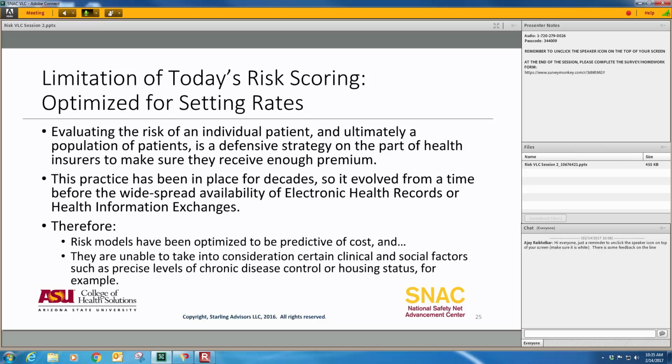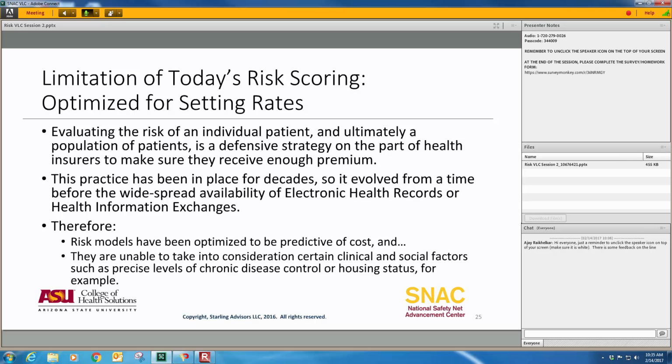First and foremost, evaluating the risk of an individual patient and then ultimately a population of patients is typically a defensive strategy on the part of the health insurer. So it's not necessarily done in the best interest of the providers in the network. It's not necessarily even done for the benefit of the patients. It's truly about making sure that the insurance company receives enough money. It's important to understand that because when you get into conversations about how to better manage risk with your plans, oftentimes there'll be this question of should we use risk information that they share with us? And it's important to remember that the process I just hypothetically walked you through is really about protecting their financial interests. It may not be the most useful information in terms of how to actually manage the patient.